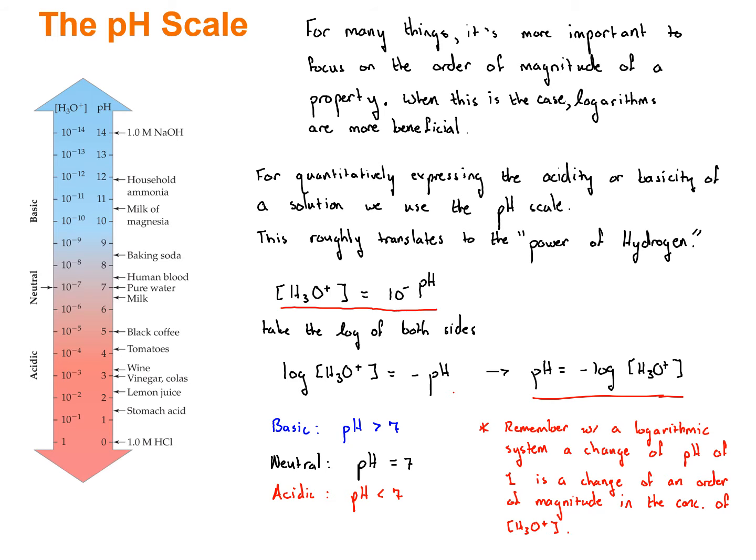Lastly, I want to point out what happens when we look at a change of just 1 unit of pH. Notice when we go from, say, a pH of 4 to 5, if you look on the left-hand side of that graphic, the corresponding concentrations go from 10 to the minus 4 of hydronium concentration to 10 to the minus 5 when we go up to a pH of 5. So for every unit we move in pH, we're talking about an order of magnitude change in the hydronium ion concentration. That ties back into what I was saying about the order of magnitude being what we're more interested in when we use a logarithmic scale.